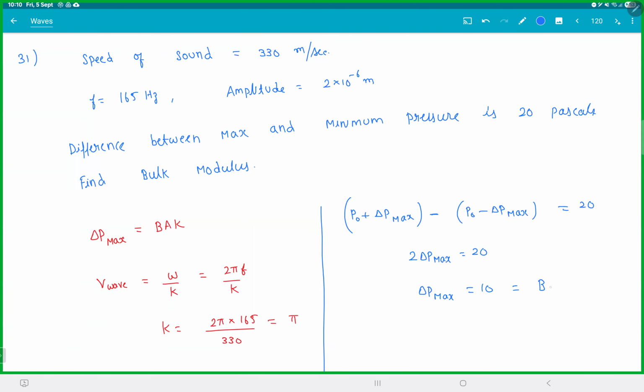And then you're done. A's value is 2 into 10 power minus 6 and k's value is pi. Therefore, bulk modulus will be 10 power 7 by 2 pi. Easy. Just be careful with the formulas.